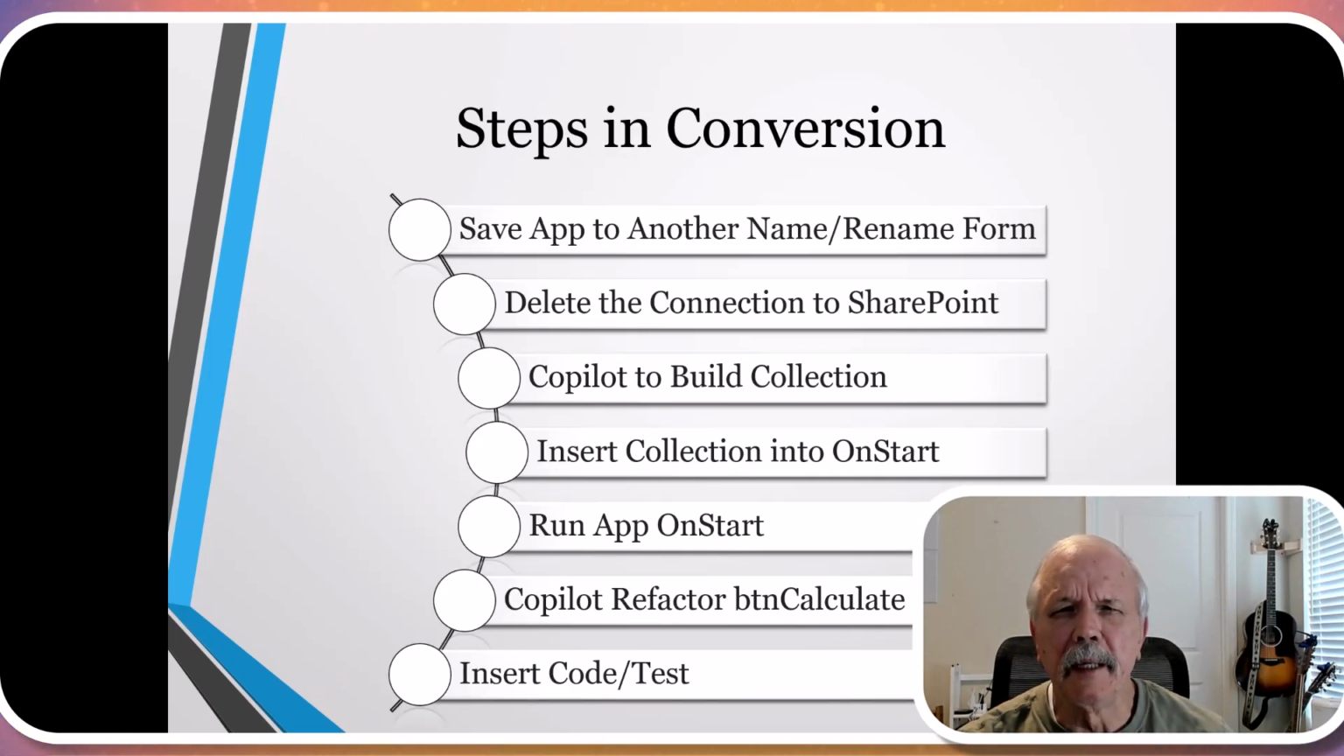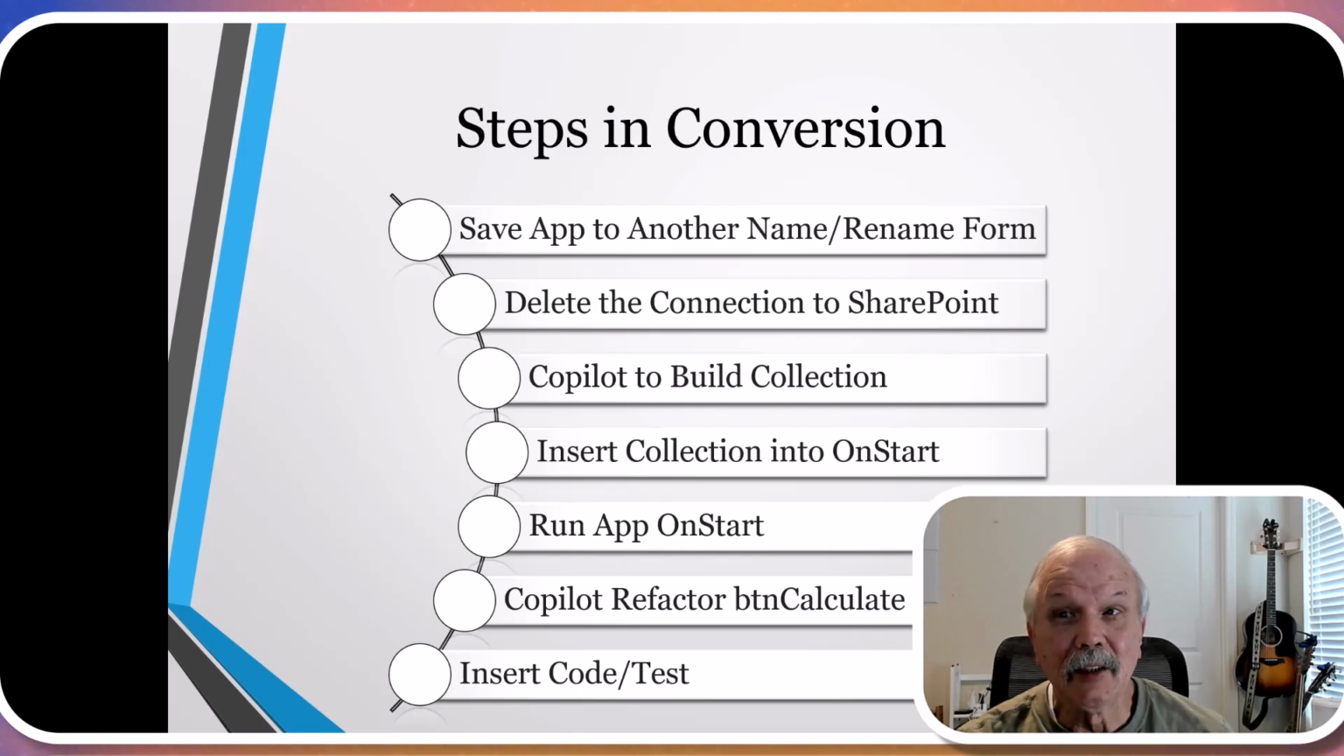And the first step is basically housekeeping. We will save the app to another name and rename the form so that we don't get confused on which app we're running. Next, we will delete the connection to the SharePoint list. Next, we will ask Copilot to build our collection for us. Then we will insert that connection into the onStart event. Then we need to run the app onStart so that the program knows about the collection.